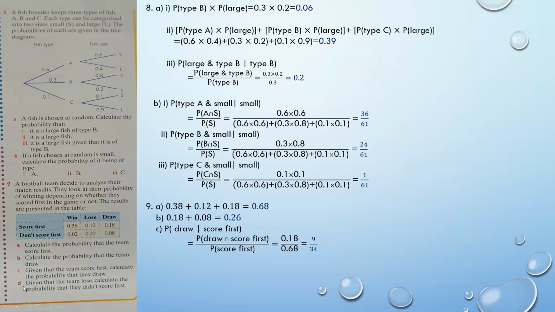D, given the team loses. This is a condition: I know they are losing, and they did not score first, which means this one. They didn't score first, but we already know they lost. So this is the working. You find this, and then find the loss. The loss is 0.12 plus 0.22. Then this one divided by this one, so you get your answer.